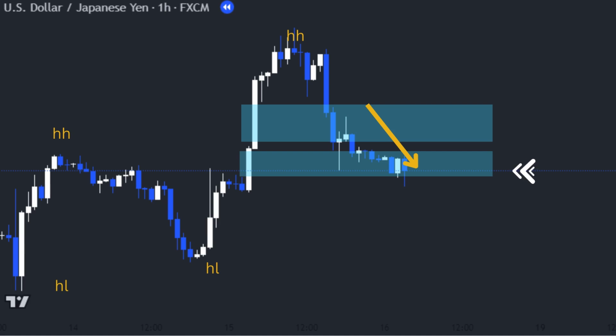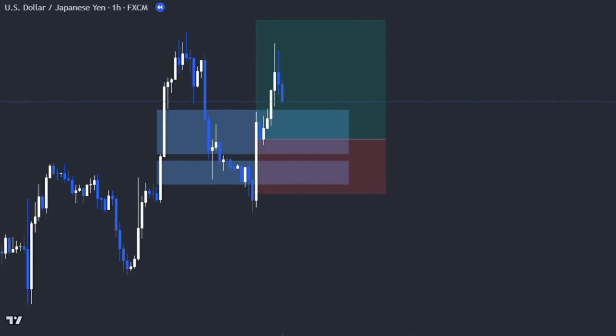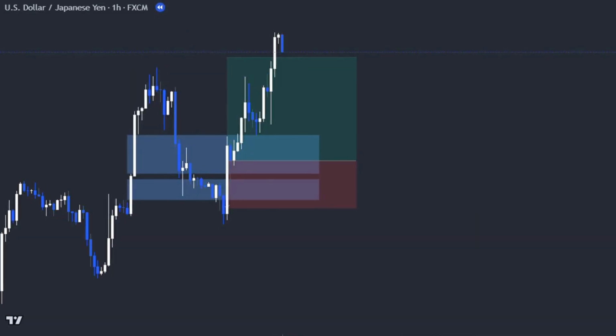We now have to wait for price to grab liquidity, and after we take our trades, price grabs liquidity and we are now free to enter the trade, placing our stop loss below this area and take profits above the next supply zone. Now we have it. Price continues higher and reaches our target. Let's see one more example.